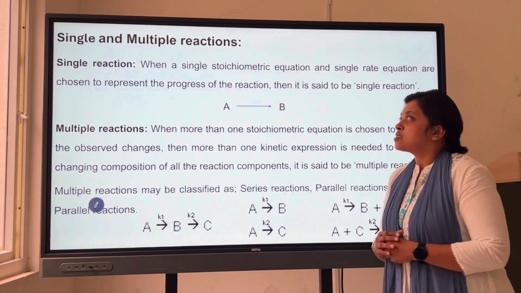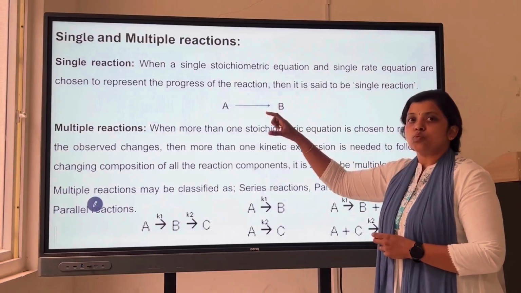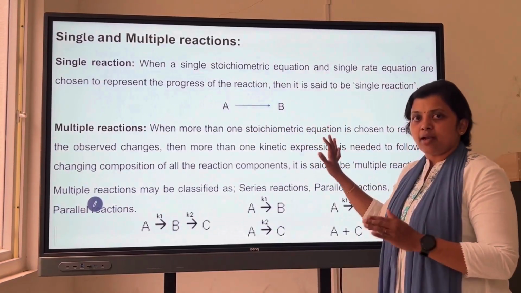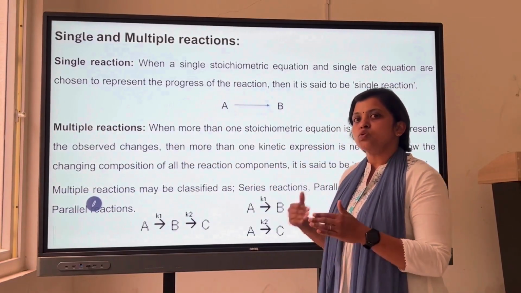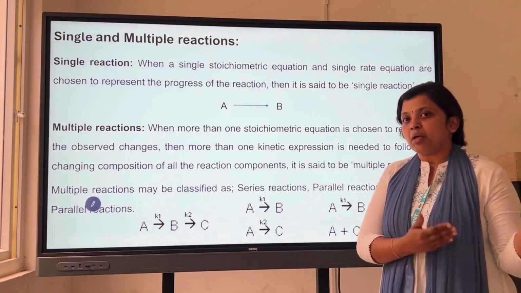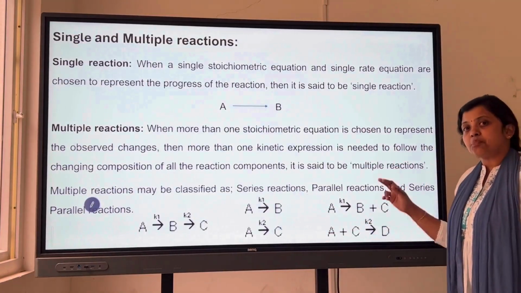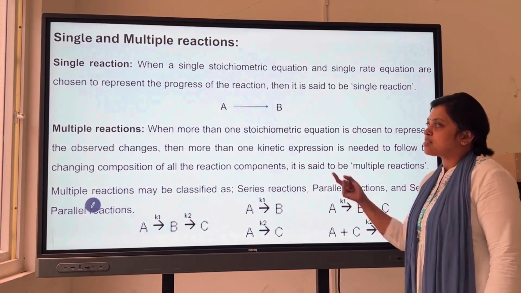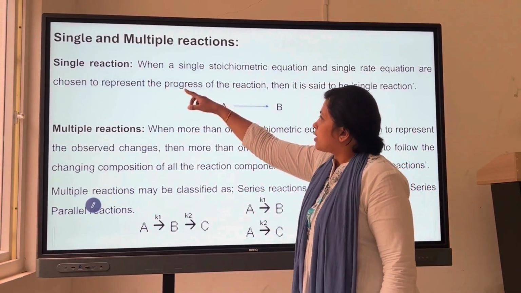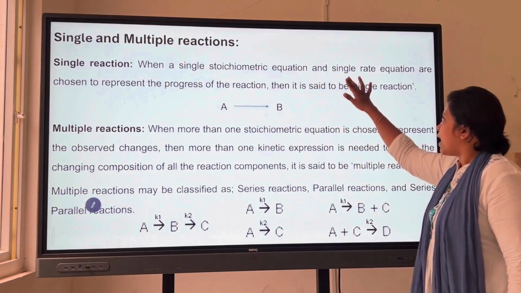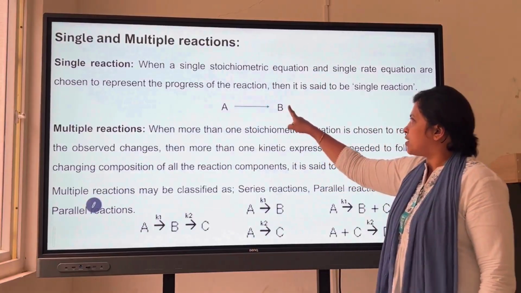The next one is single and multiple reactions. The name itself clearly says that single means one single reaction is enough to get the product from the raw material. In multiple reactions, we have many steps of reactions. They may be in series form, in parallel form, or in series-parallel combined. These come under multiple reactions to get the product from the raw material. In single reactions, a single stoichiometric equation and a single rate equation are chosen to represent the progress of the reaction.